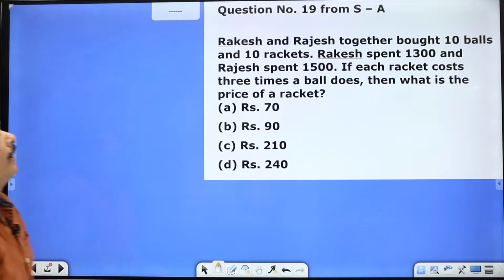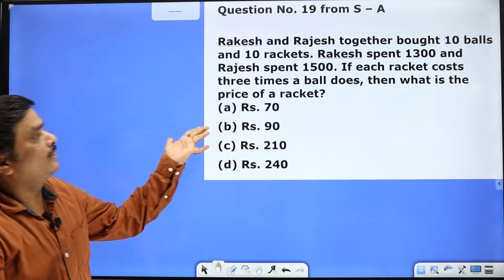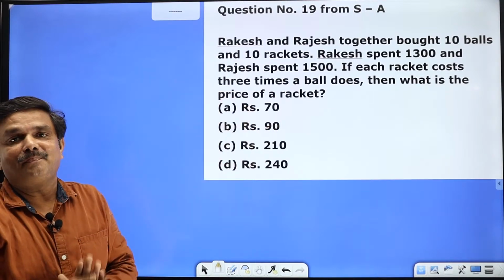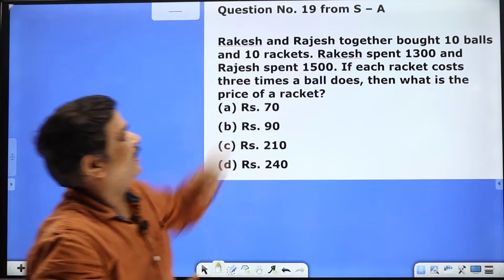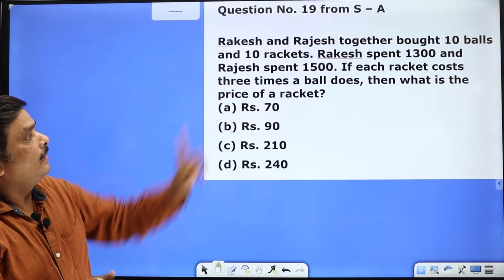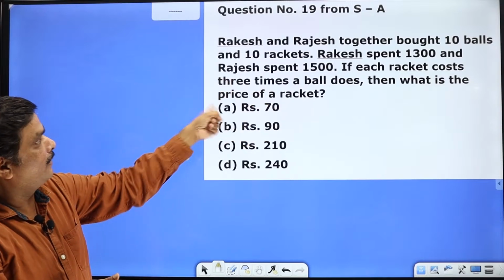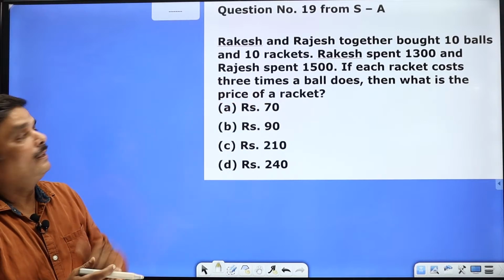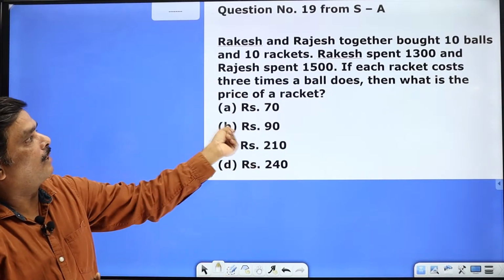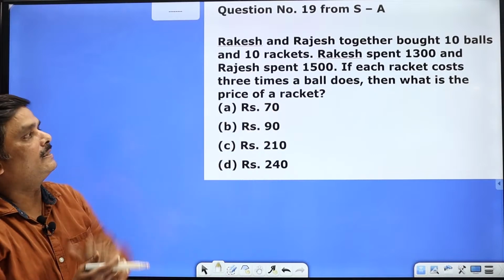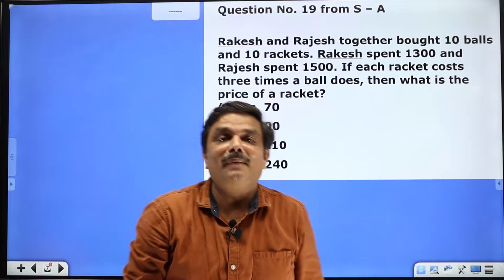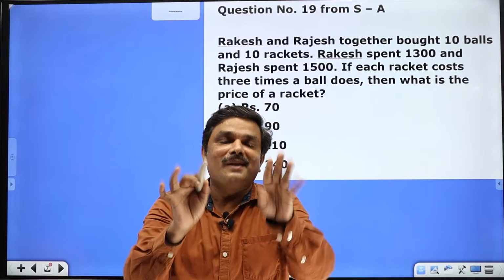Next question here. This one you see. Even this question is based on simple basic arithmetic rules. Very simple. What is that? Here, Rakesh and Rajesh together bought 10 balls and 10 rackets. Okay. Then Rakesh spent 1,300 and Rajesh spent 1,500. Then if each racket costs 3 times that of a ball, then what is the price of a racket? See students, this question can be solved by more than 3 or 4 methods.